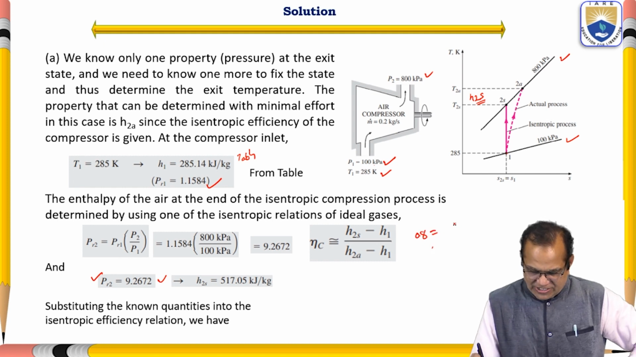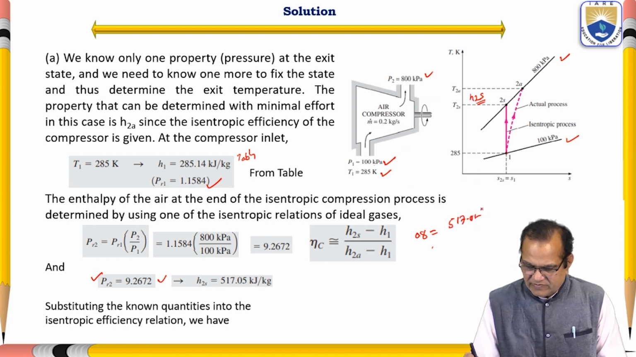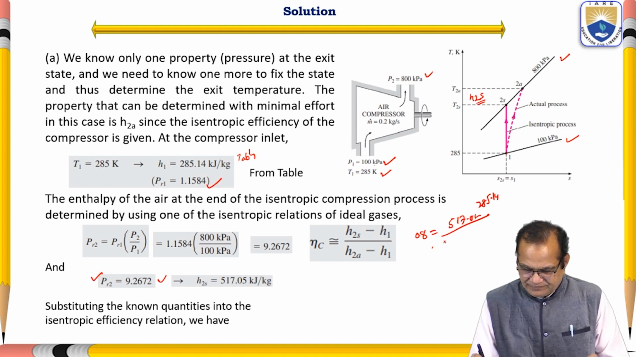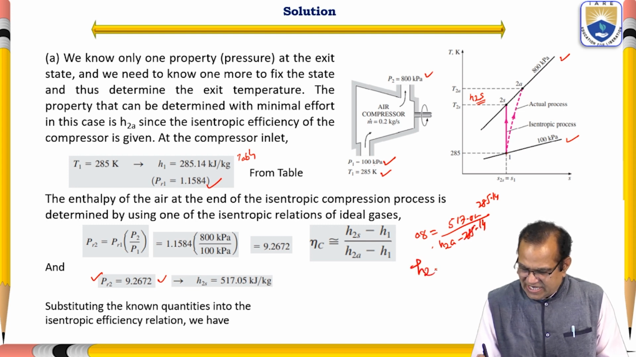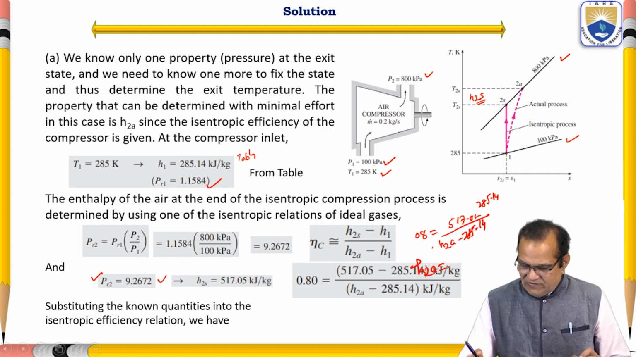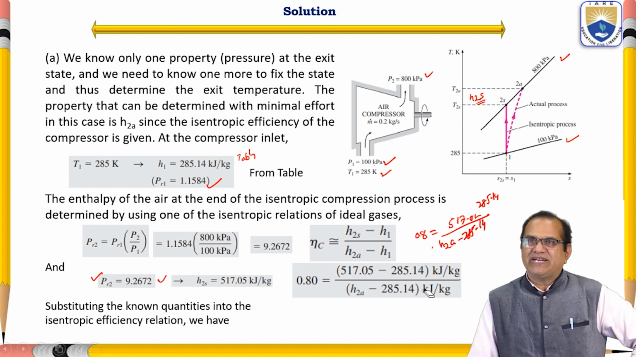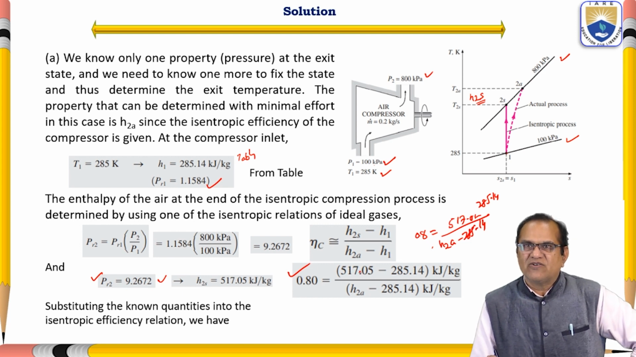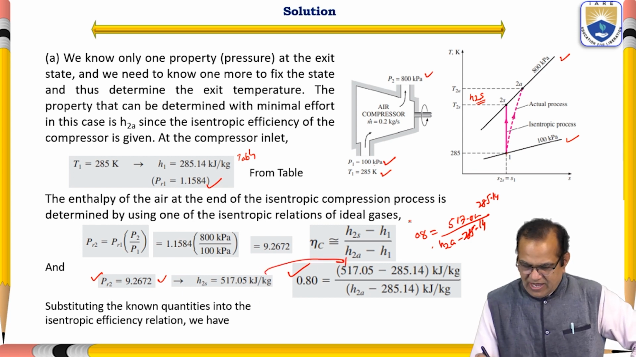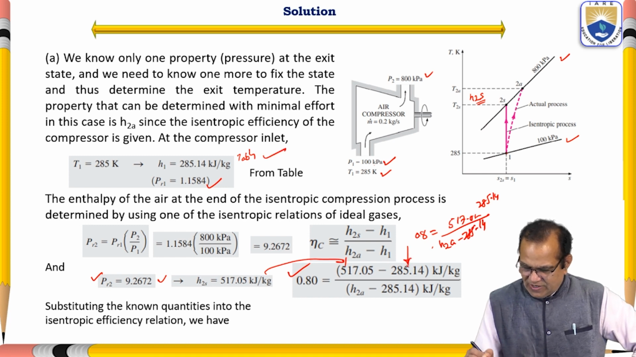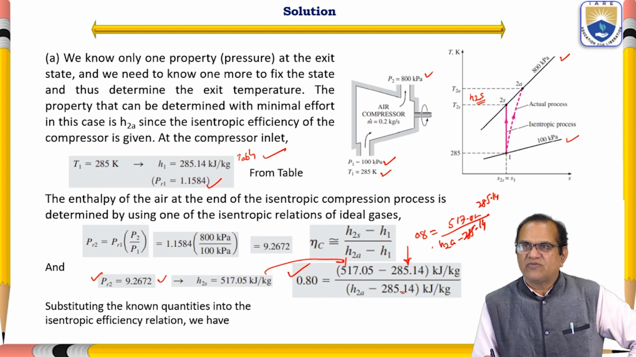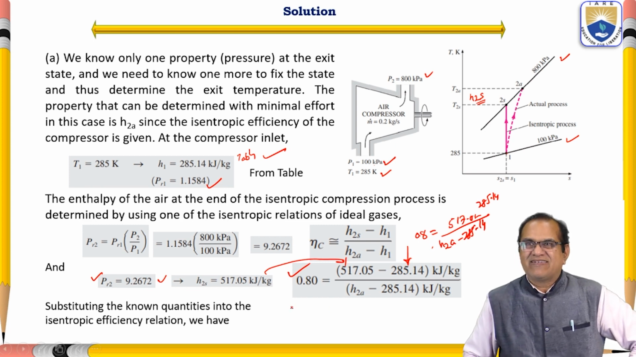0.8 is equal to (517.05 minus H1) divided by (285.14 minus H1)... So we can get H2A, and by this we will get that 0.80 here is equal to 517.05, this one which we have got, and this is the H1 here, H1 divided by H2A minus 284.14. So from here we will get the H2A.